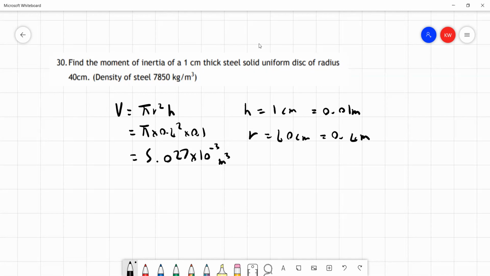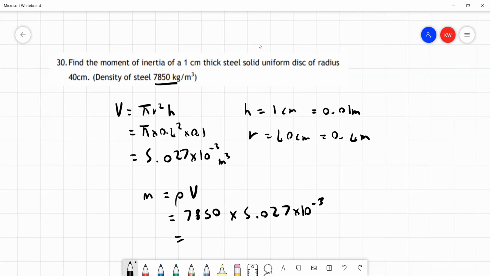We can then work out the mass of the disk from its volume multiplied by its density, which we're given in the question. So mass equals rho, that's the symbol for density, times volume, is equal to 7850, because we're given this in the question up here. And that's kilograms per meter cubed. So multiplying it by a volume in meters cubed, and that's what we got in the first part, will give us an answer in kilograms.